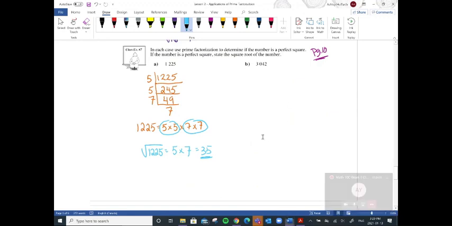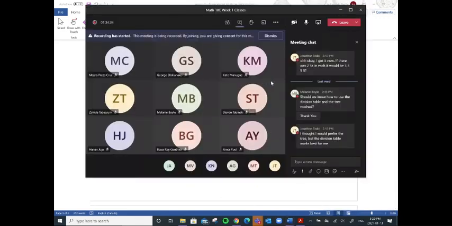Okay, stop there and just see if there's any questions on that. I think it's fairly simple, and we're getting a lot of extra practice with prime factorization today too. So if you were having a few issues yesterday, hopefully a little bit of extra will help you today.